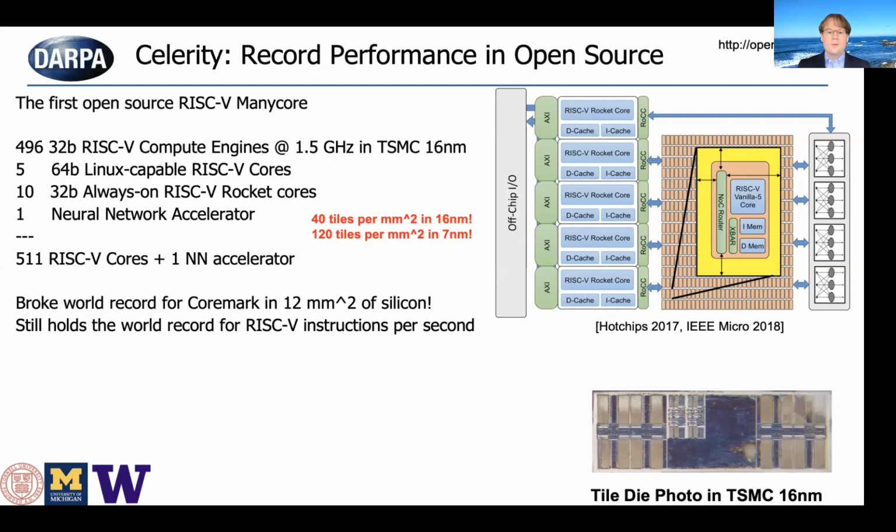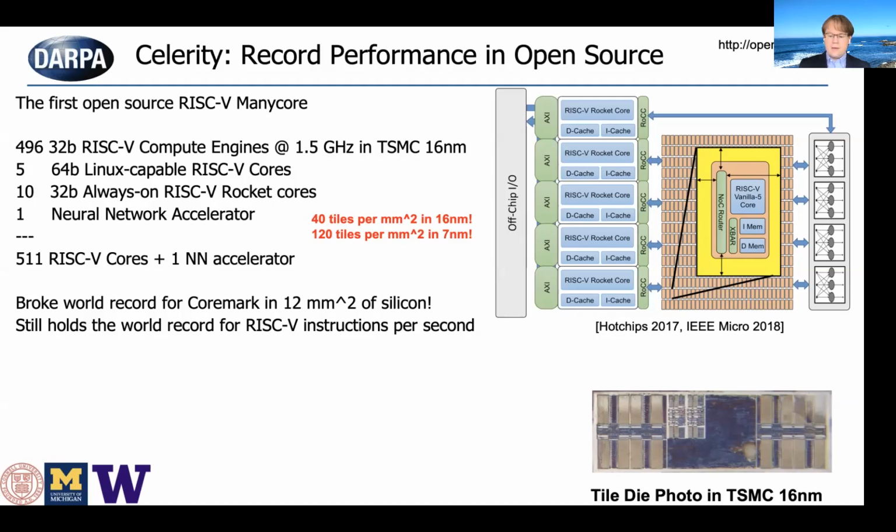In addition, we also still hold a world record, probably by orders of magnitude, for RISC-V instructions per second in a single chip. You can see the die photo down in the corner of a single tile. It's super area efficient. You can see the 2 RAMs there, a 4K instruction RAM and a 4K data RAM. And then the logic, which includes the register files, is quite small comparatively. In terms of performance efficiency, this is hitting 40 cores per millimeter in 16 nanometer. So it's an astounding density. This would be 120 cores per millimeter in 7 nanometer.